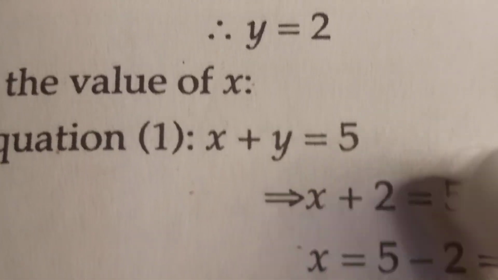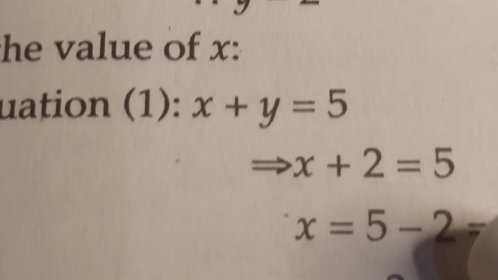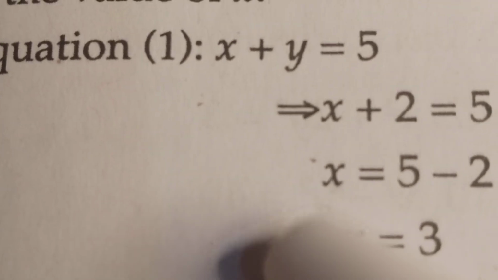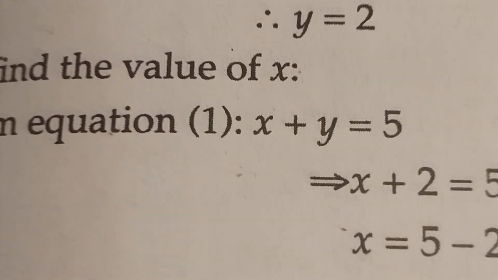So cross over this one. You will have x equals 5 minus 2, and it will be 3. x is 3. Therefore x equals 3. That's the answer. Well done.